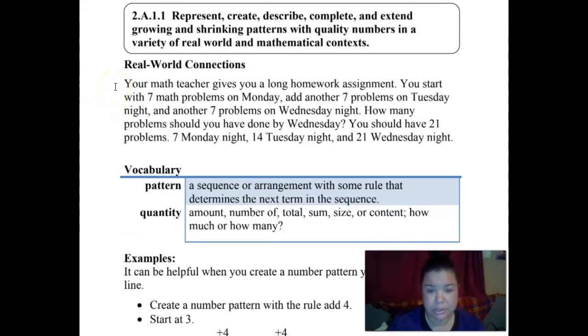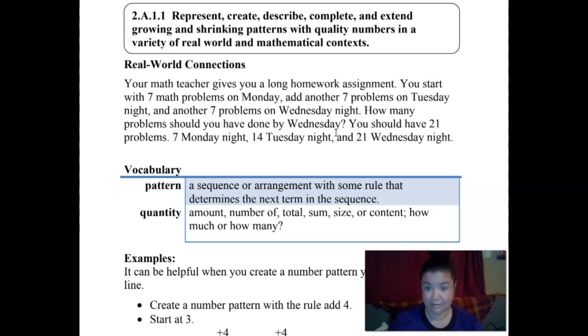So you're given a long homework assignment. You start with 7 math problems on Monday. I give you another 7 math problems on Tuesday. I give you another 7 problems on Wednesday. How many problems should you have done by Wednesday? Can you take a second?